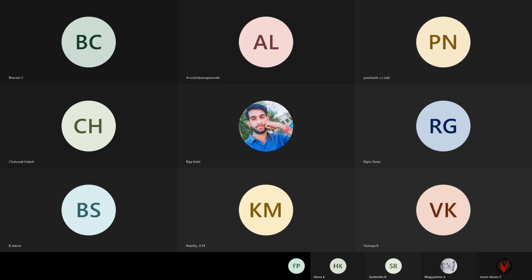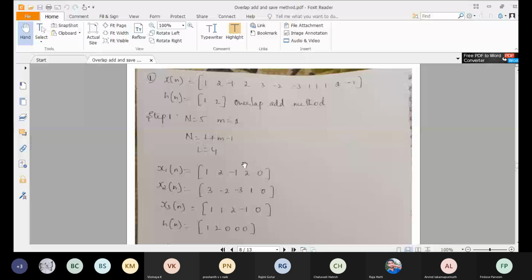So x1 of n will be, since L is equal to 4, from here we will take 4 samples: 1, 2, minus 1, 2, and we will add a 0 since N is equal to 5. In the same way, x2 of n we will take 3, minus 2, minus 3, 1, and we will add a 0. In the same way, x3 of n: 1, 1, 2, minus 1, and we will add a 0. So h of n again will be 1, 2, 0, 0, 0.